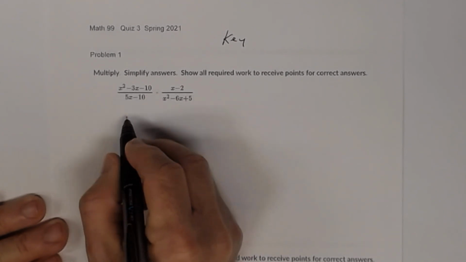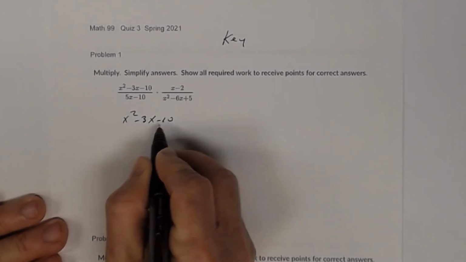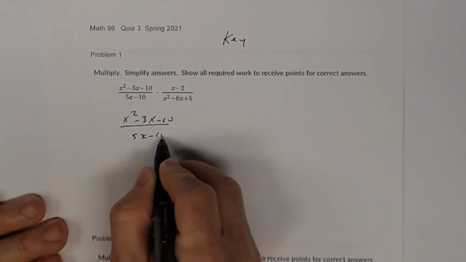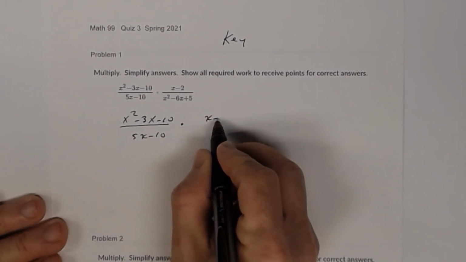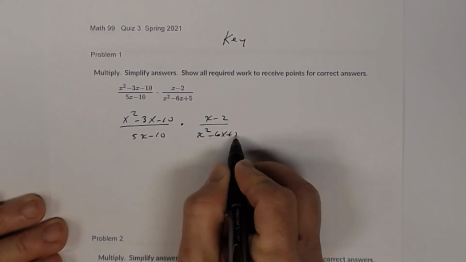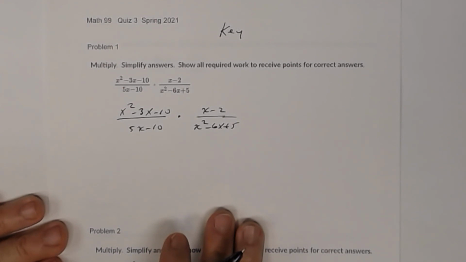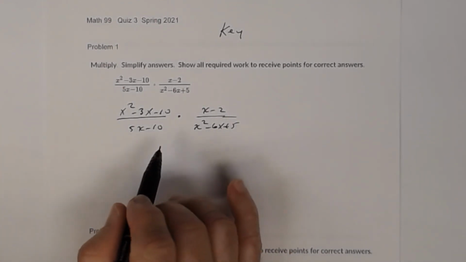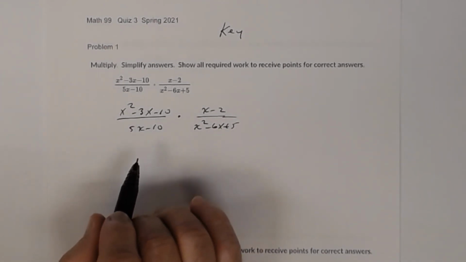So the first rational expression is x squared minus 3x minus 10 divided by 5x minus 10. And then that's being multiplied by this rational expression, which is x minus 2 divided by x squared minus 6x plus 5. All right, the first thing you have to do to multiply two rational expressions and then simplify the answers is to factor all of the numerators and all of the denominators if you're able to factor, if it's possible.